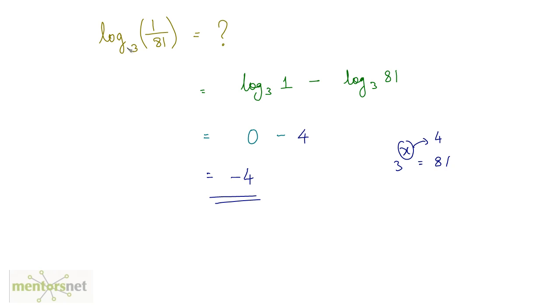Hence the value of this term, log of 1 by 81 to the base 3, is minus 4. So this is how you use properties of logarithms to simplify logarithmic expressions.